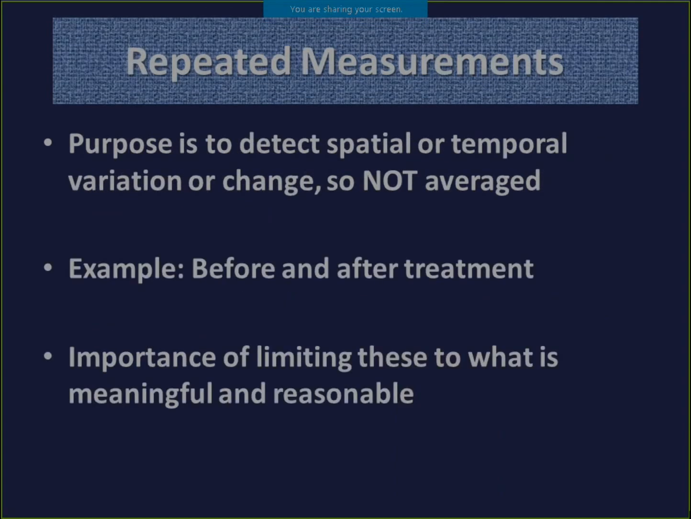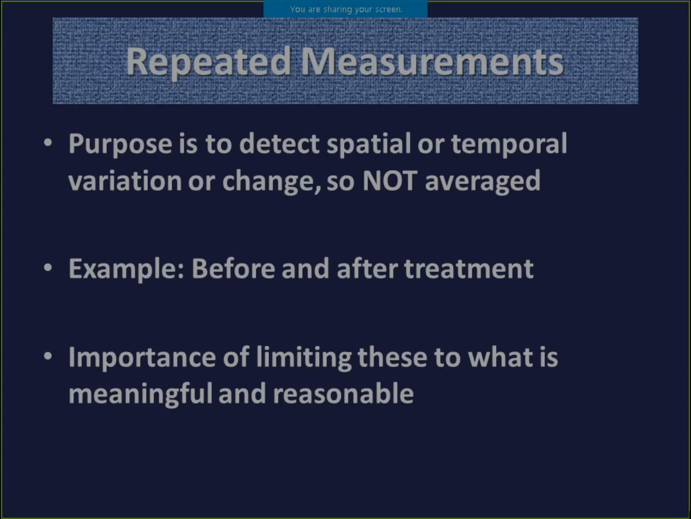With repeated measurements, here we're taking measurements at different spots or at different times. And the purpose is to detect any spatial or temporal variation or change occurring in the sample. So spatial variation might be edge effects. Temporal variation, the most common thing we're looking at is before and after treatment, or before and after accelerated aging. So these are not averaged.